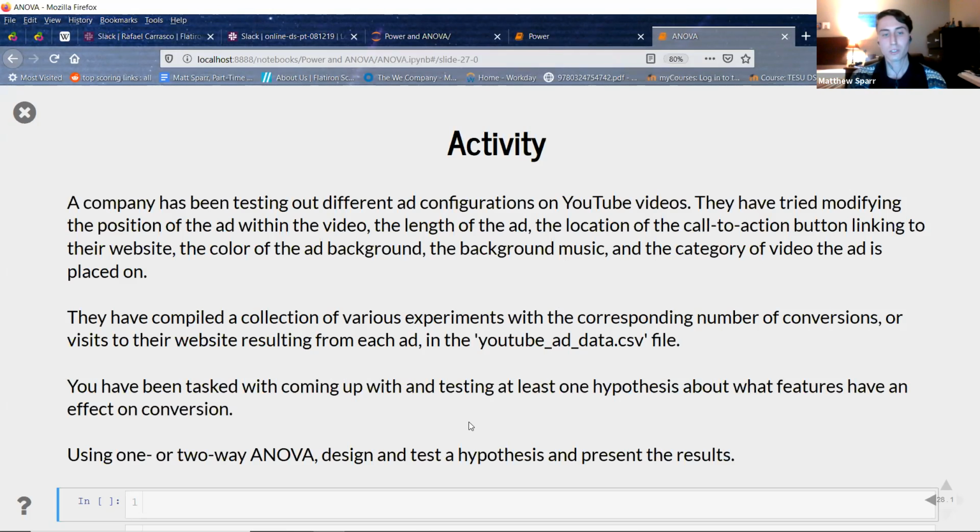So your task is just to pick one hypothesis test, taking either 1 or 2 of the variables and testing its effect on conversion. And that's the number of people that ended up clicking on the ad from that specific ad. So you have to use either a 1 or a 2-way ANOVA, design and test the hypothesis, and then present the results. So with that being said, does anyone have any questions? No? Okay, I'll go ahead and pause recording then.